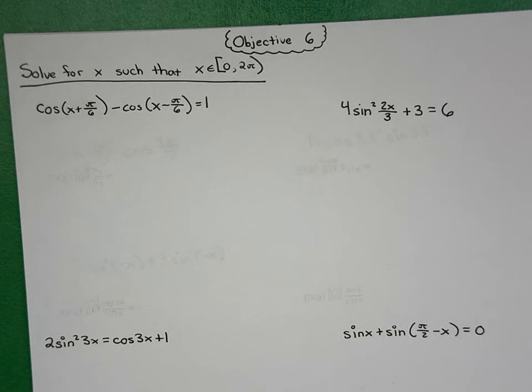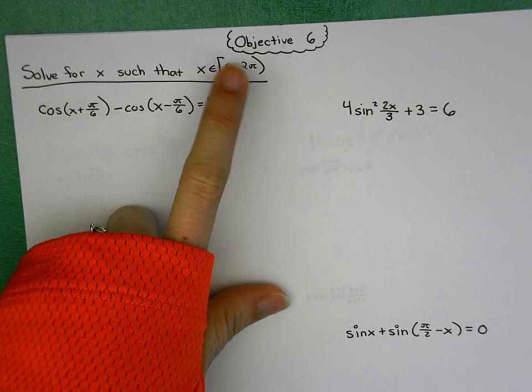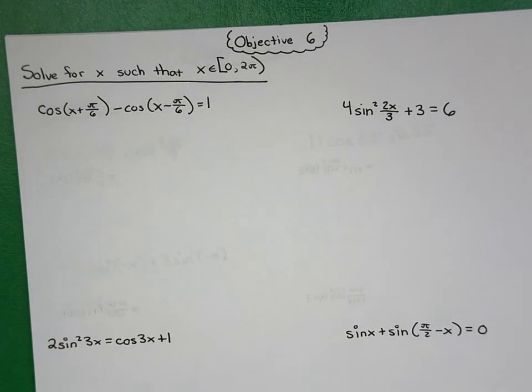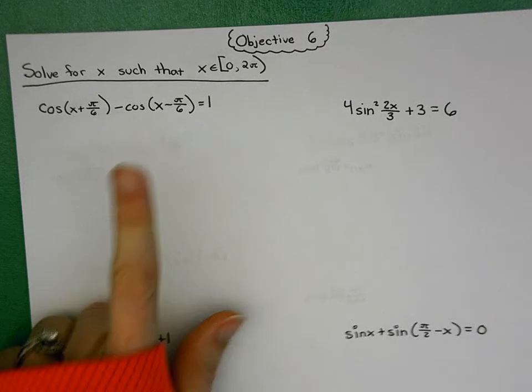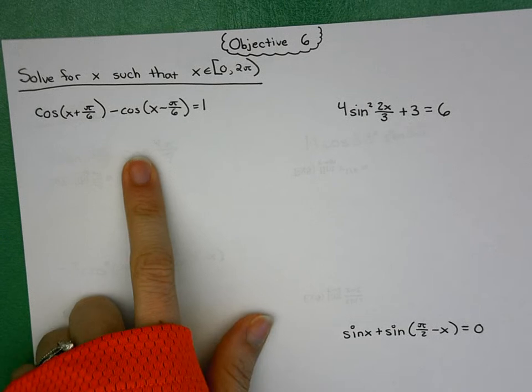Okay, so we're going to be solving for x so that x is an element of 0 to 2 pi, so x is between 0 and 2 pi. It can equal 0, it cannot equal 2 pi. Okay? First one, go ahead and pause the video, give this one a shot, and restart it when you're ready.